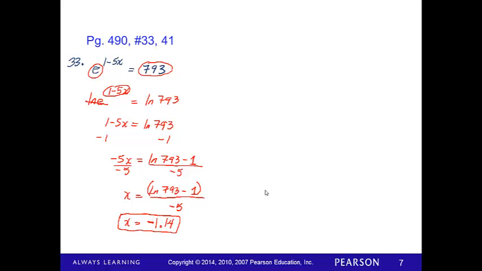Okay, and then of course you can plug it back in and check, and you'll see that it works. I'm going to plug it back in and let's make sure it works. One second. And we get 793, so it works. Alright, let's look at number 41. So now we have 5 raised to the 2x plus 3 equals 3 raised to the x minus 1.